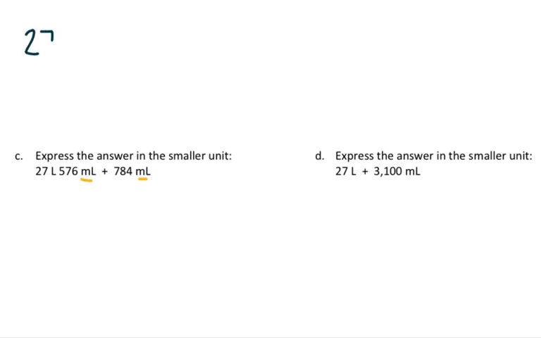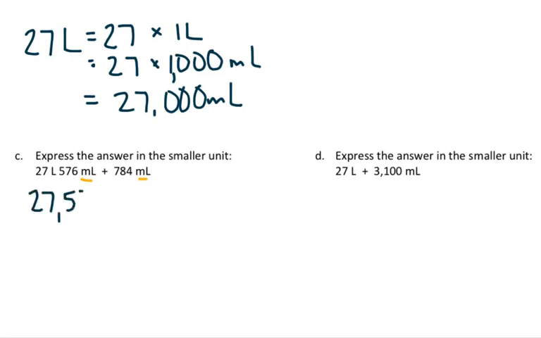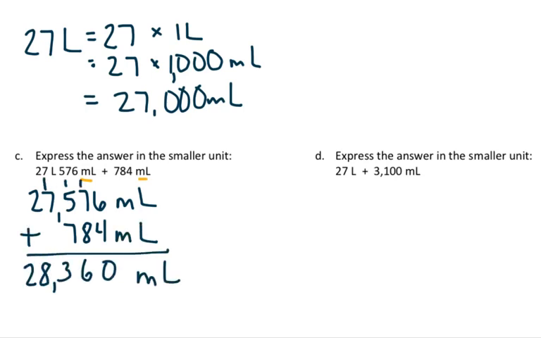So 27 liters is equal to 27, and I like to do it this way, times 1 liter, which is equal to 27 times, now I know 1 liter is equal to 1,000 milliliters. 27 times 1,000 is 27,000 milliliters. Okay, so I have 27,000 milliliters, and then I'm adding the 576 to give me 27,576 milliliters, and I'm adding 784 milliliters. Okay, so add those together, and that gives me a sum of 28,360 milliliters.